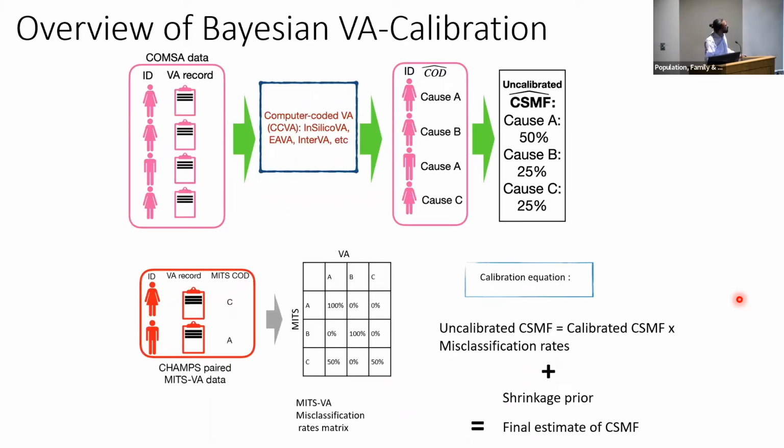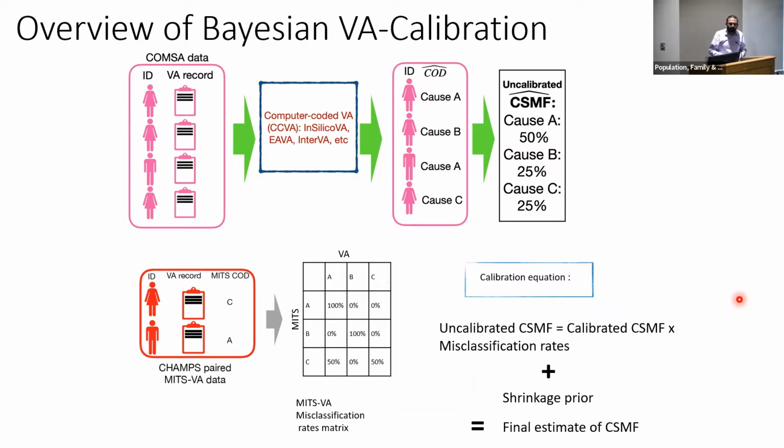Okay, so this is the overview of the whole calibration process. We have two data sources, the larger VA data and the smaller VA-MITS data. We pass them through the CCVA software to get the predictions, and aggregate them to get the uncalibrated, or the raw, CSMF. We use the paired data to estimate the misclassification matrix. We combine the two using the calibration equation, which is simply the law of total probability. The uncalibrated CSMF is the calibrated CSMF times the misclassification rates. Because these two pieces are known, we can solve for the calibrated CSMF. And we do this in a Bayesian setting by adding the shrinkage priors that stabilize the estimation, and we get a final estimate of the cause-specific mortality fraction.